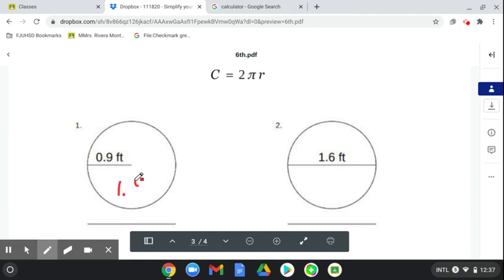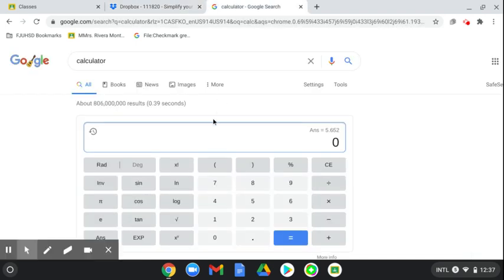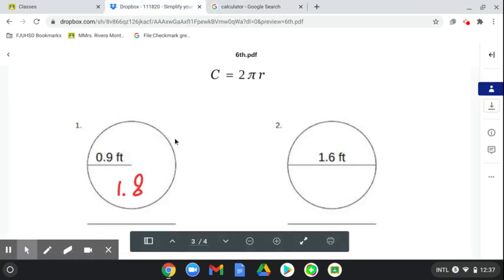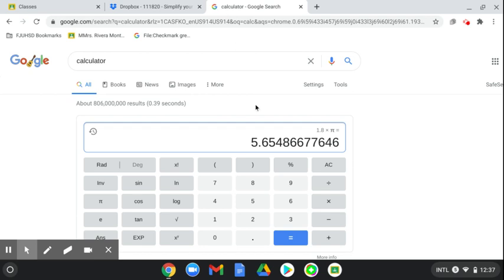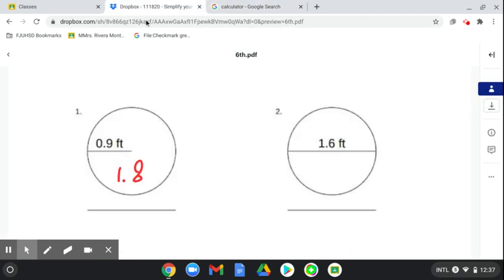And then you want to multiply this 1.8 times pi. So you go to the calculator over here and you get a 1.8 and you multiply it by pi. And the answer you get is this crazy number over here. If the question tells you to round, then round. But in this case, it didn't say to round to the nearest tenth or to round to the nearest hundredth. So you just take whatever the calculator gives you and you put it straight in.